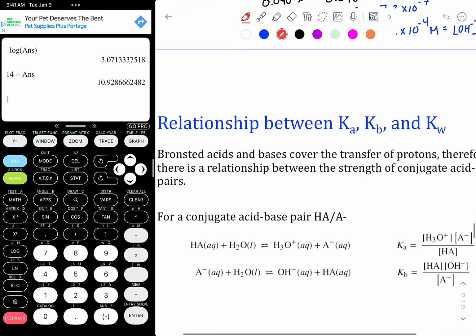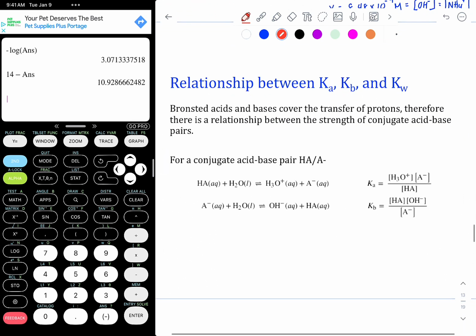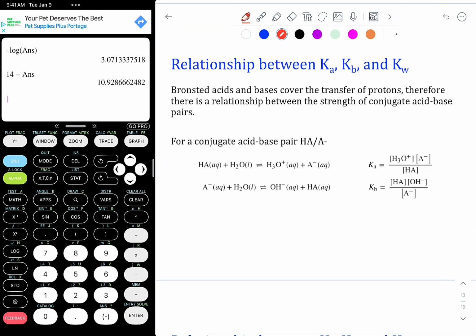So now let's discuss the relationship between all of our equilibrium constants that we have introduced in this chapter. We've talked about Ka and Kb, which are the equilibrium constants for a weak acid and a weak base. Then we also talked about Kw, which is the equilibrium constant for the auto-ionization of water. They do relate to each other because Bronsted acids and bases cover the transfer of protons. Therefore, there is a relationship between the strength of those acid-base conjugate pairs.